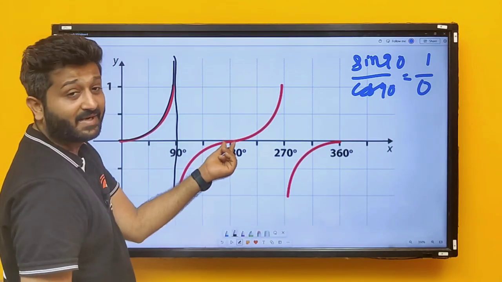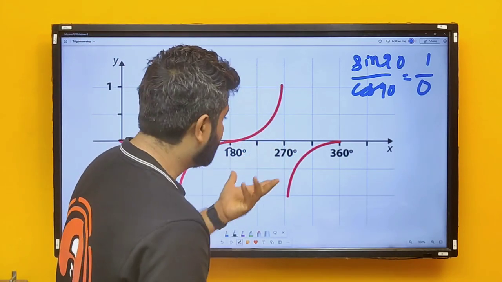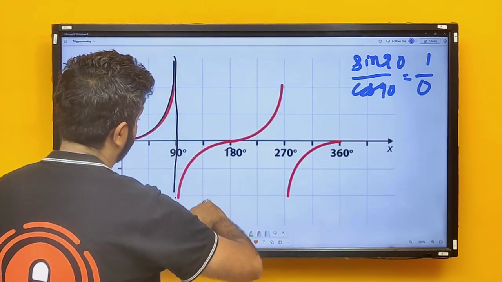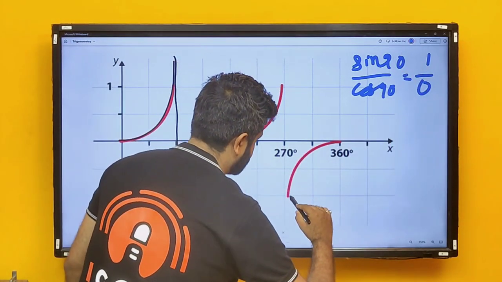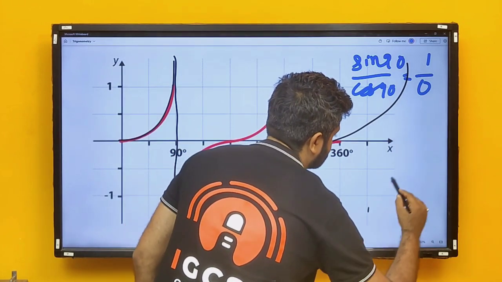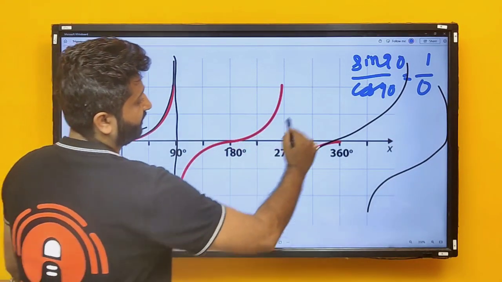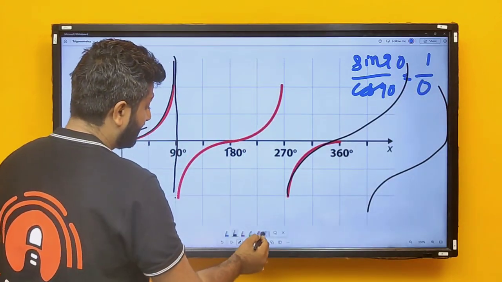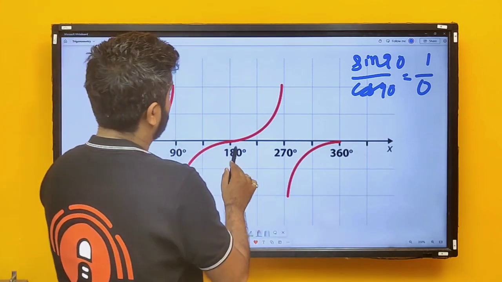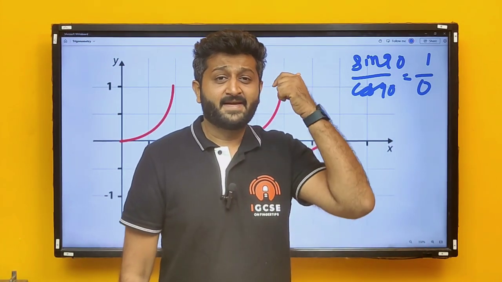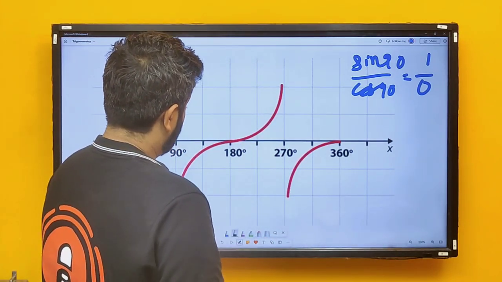Again, tan 180 is 0, tan 270 is math error, which is infinity. So the graph would be from positive infinity to negative to positive, again negative to positive. So this is the typical shape of tan x, right? This is the shape which tan x usually follows. Now here also you can draw tan 2x, 2 tan x. You can draw that also.